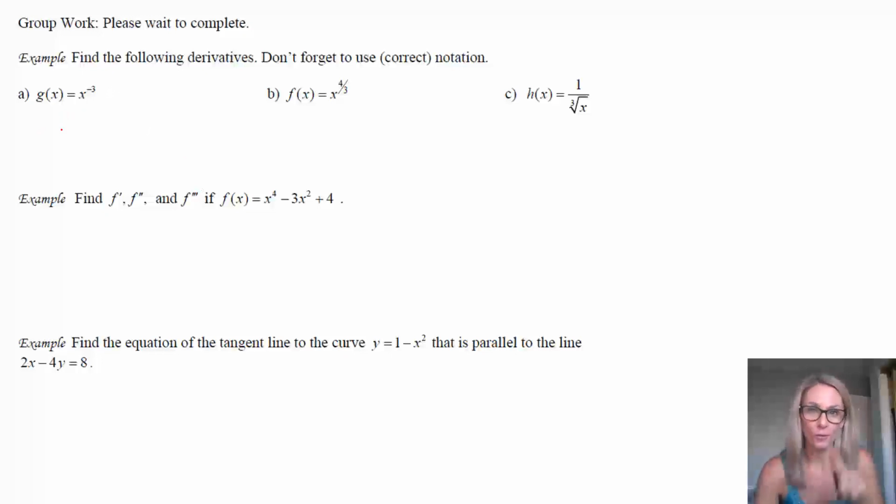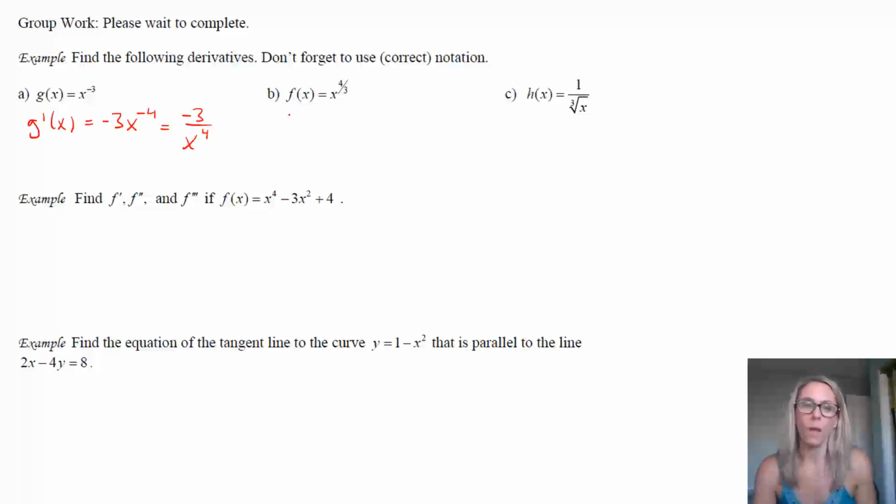So let's start. Hopefully you did stuff and now you're ready. So notice I'm always going to use that derivative notation. So I have g prime of x. This is already set up to use the power rule. So I'm going to bring down the -3, and then I'm going to have x to the -4. This could also be written as -3 over x to the 4th. And that's the answer, that's it.